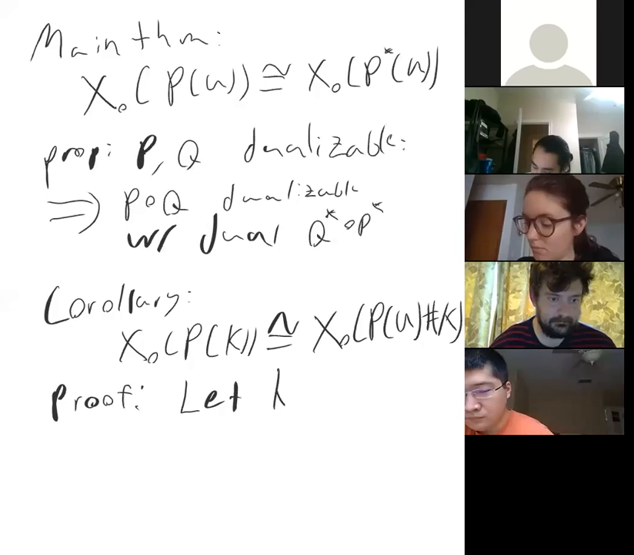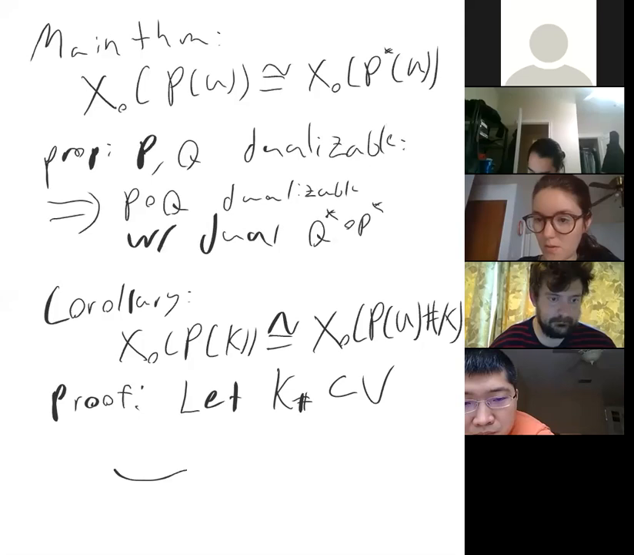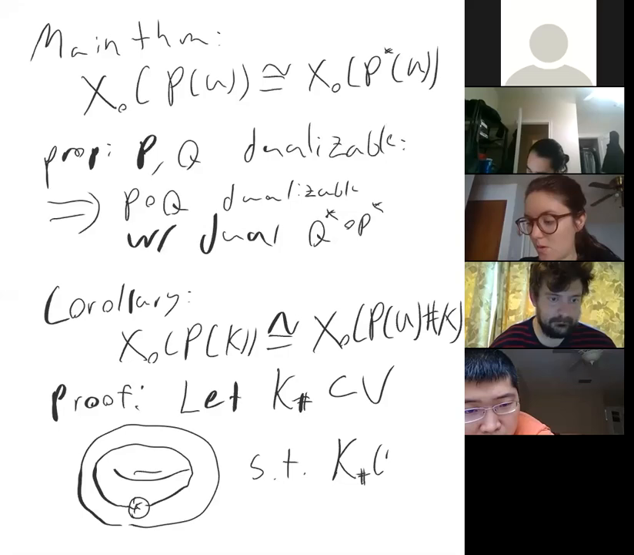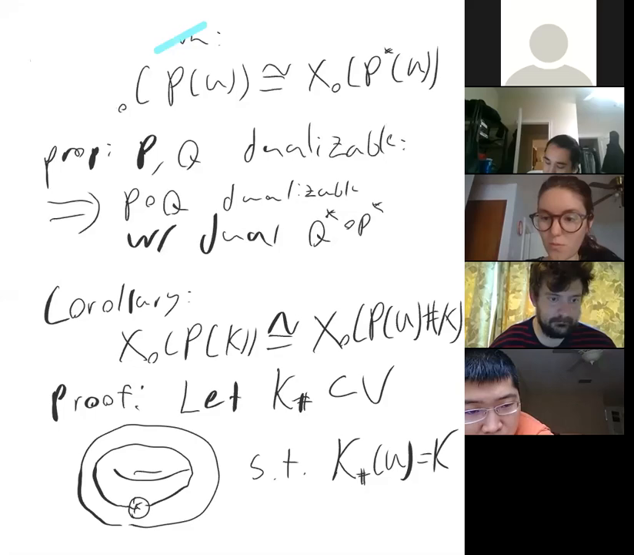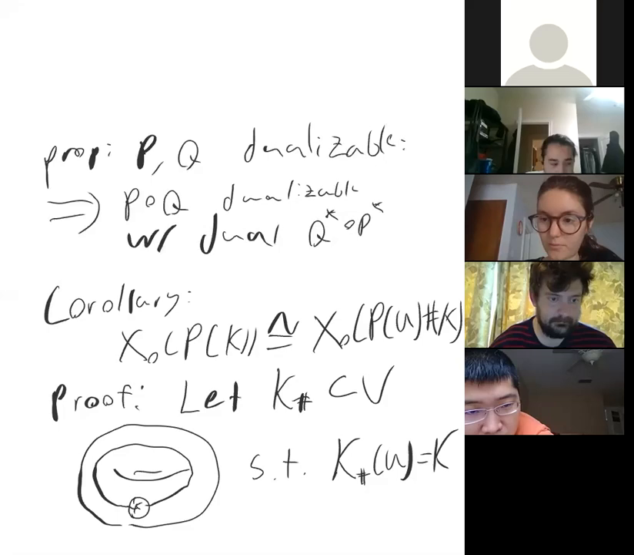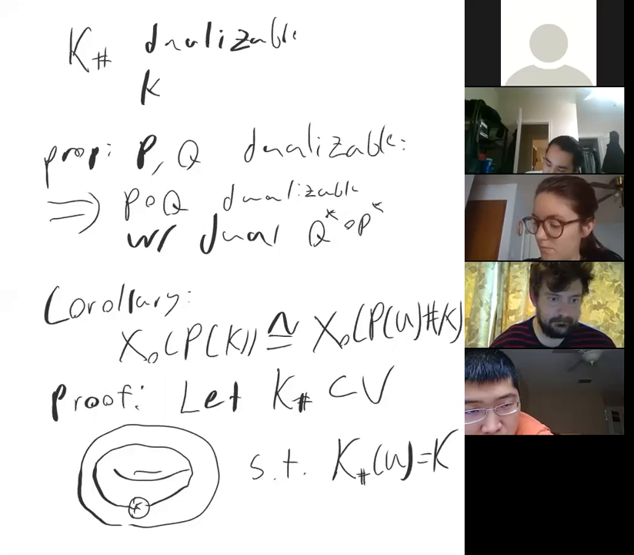be the pattern in a solid torus which has geometric winding number one, such that K sharp of U, when you apply the satellite pattern to the unknot, we just get K. Okay. And this is a dualizable pattern, and the dual is just itself.